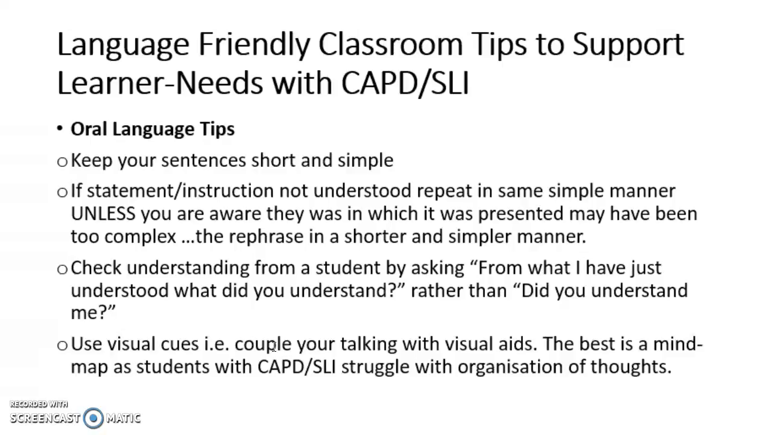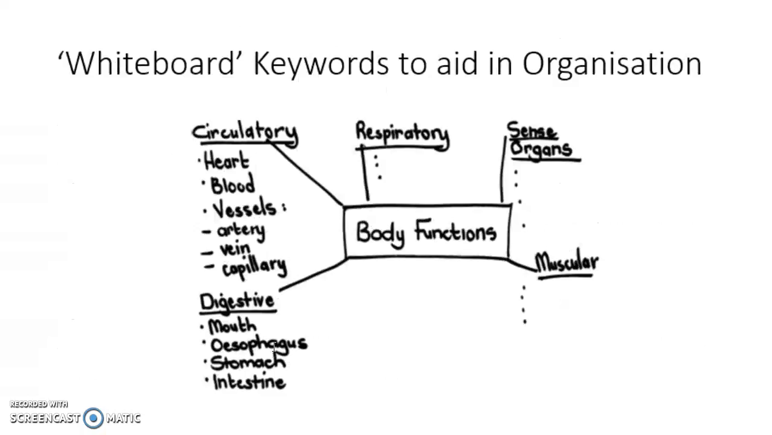So I find the nicest way to actually enable the children to organize their thoughts is to use a mind map. So here I've got a mind map that you could put on the whiteboard. I've used body functions in biology, and let's just say you've got the biology teacher. She's introducing her learning intention, which is body functions. She's going to first discuss with the class what are the types of body functions that you get. So your circulatory, your respiratory, your sense organs, your muscular, and your digestive.